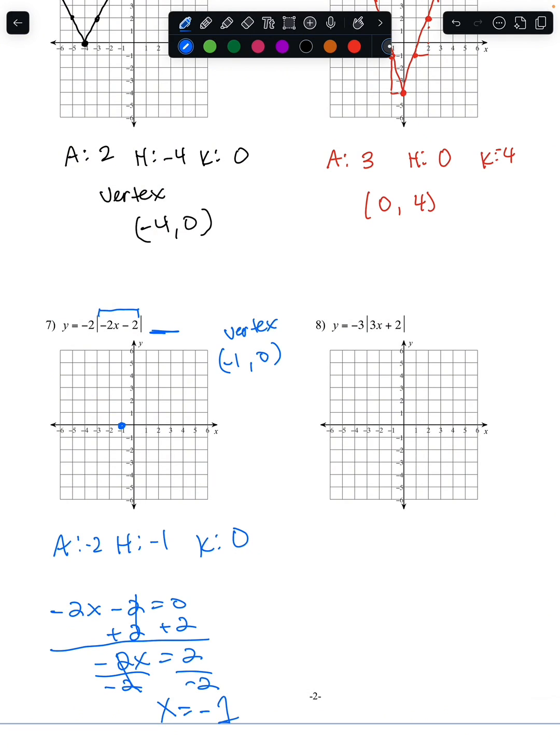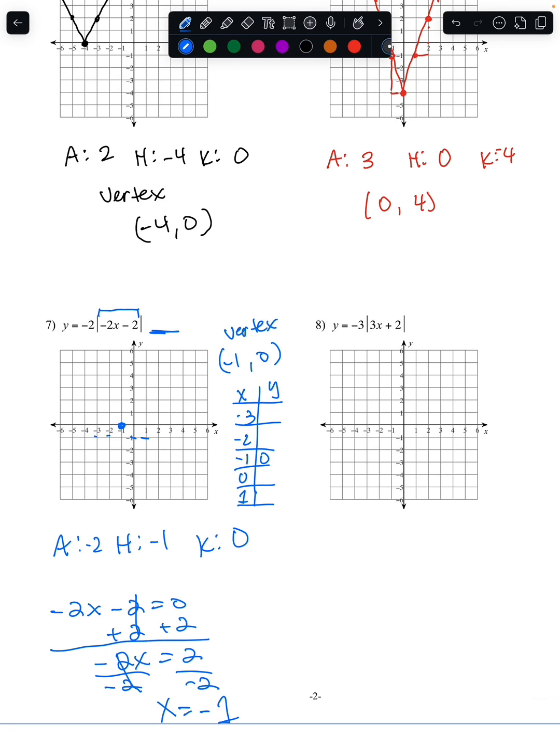Now we need to make a table to get some more points. So we're going to do x, y, 1, 2, 3, 4. Let's do 5. 1, 2, 3, 4, 5. We want to put our vertex in the middle. -1, 0. Now you want to pick 2 points to the left, the nearest 2 whole numbers to the left of that -1. So that'll be -2 and -3 right there. And then you want to pick the nearest 2 whole numbers to the right, which is 0 and 1.